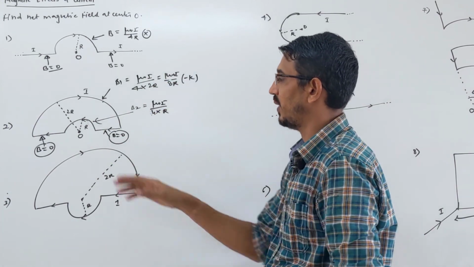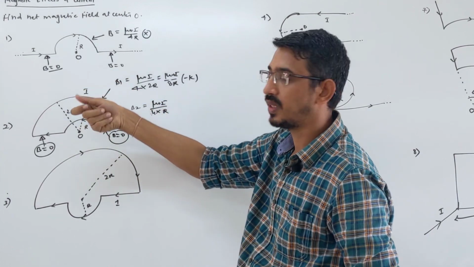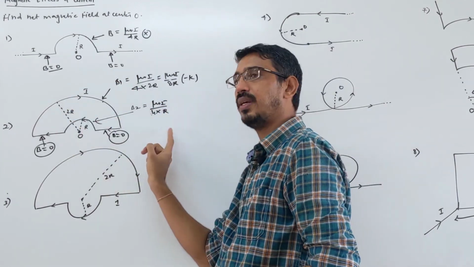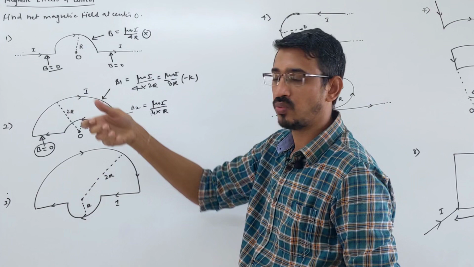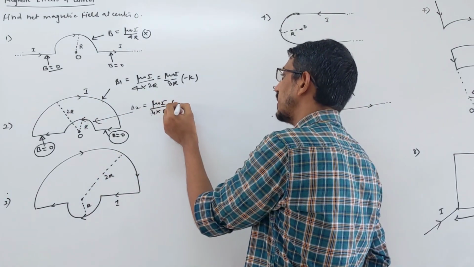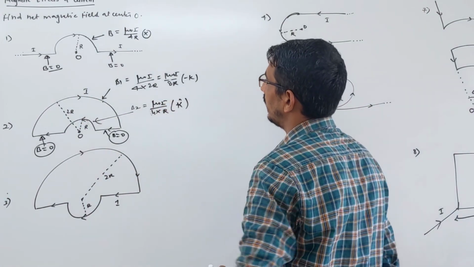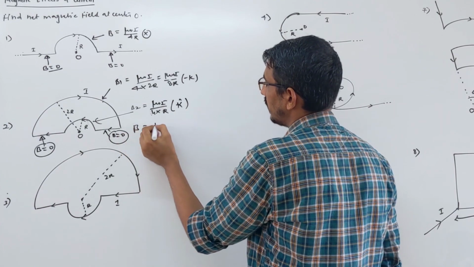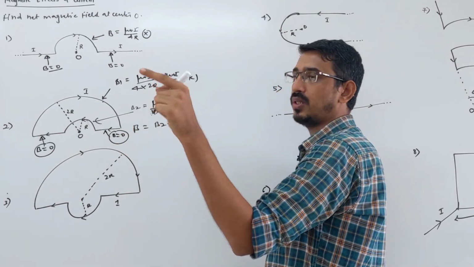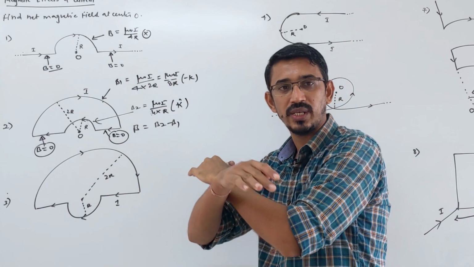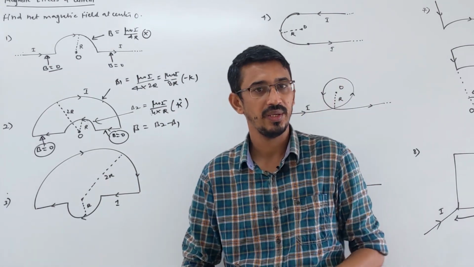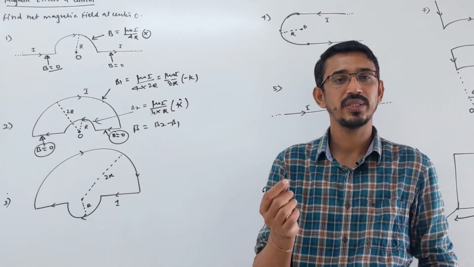And what is the direction of the field? This field will be outward, correct? The direction of current in this wire is like this way, then this is opposite, so obviously the field is outward. This field is called plus k field, okay? Right. So the net magnetic field is simply B2 minus B1. This field is outward, that field is inward. Two fields are in opposite directions, so the angle is 180 degrees.